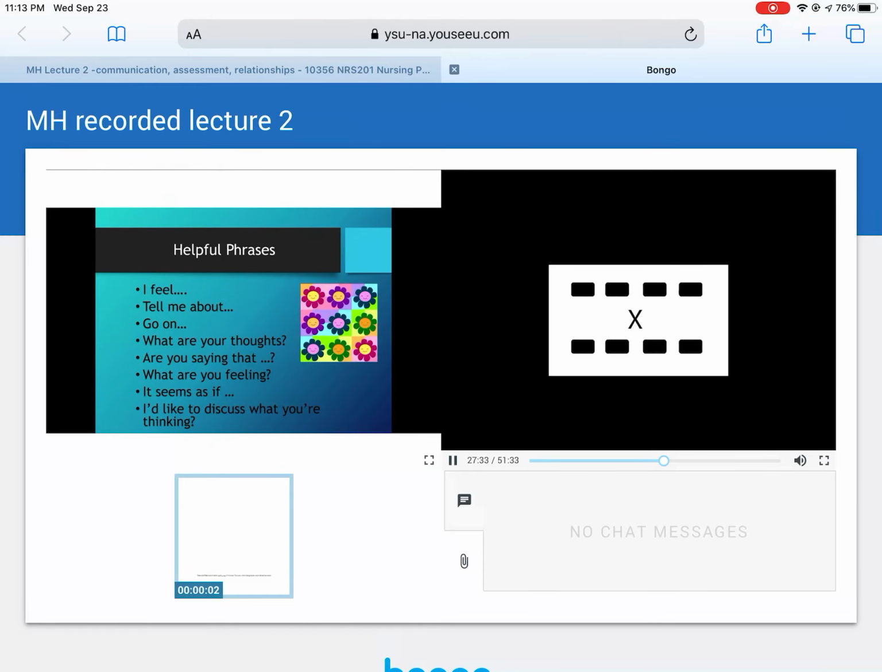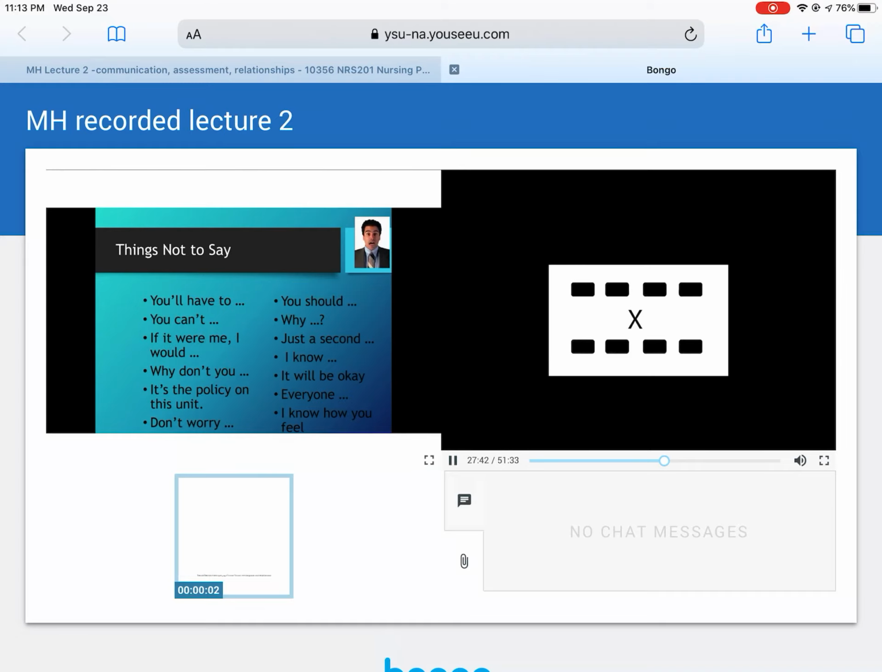Helpful phrases: I'd like to discuss what you're thinking. What are your thoughts? Tell me about. Things you don't want to say. My big pet peeve is, I know how you feel. Because no, you don't. They're my thoughts and my feelings. They have nothing to do with you. Another one, if it were me, I would. Oh no, we're not talking about you, we're talking about me. Another one: it's the policy of this unit. And I'll tell you what to do with your policies too. Just a second. Oh no, pay attention to me now, right?